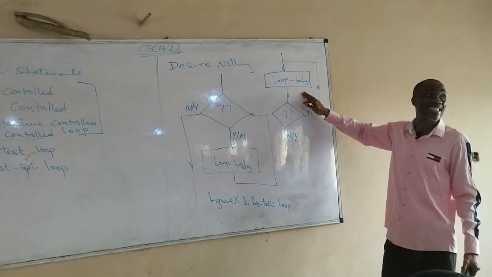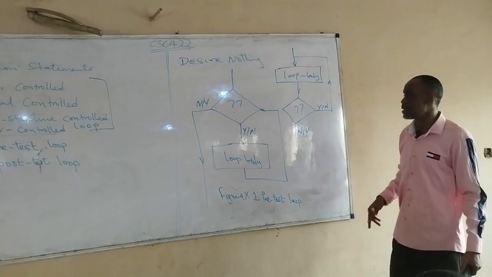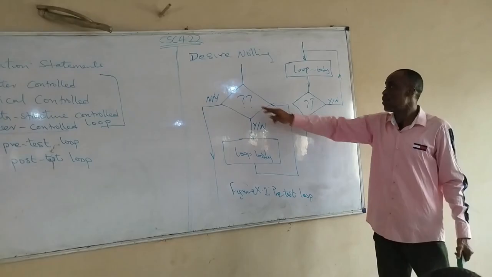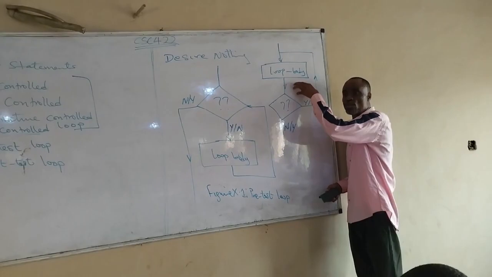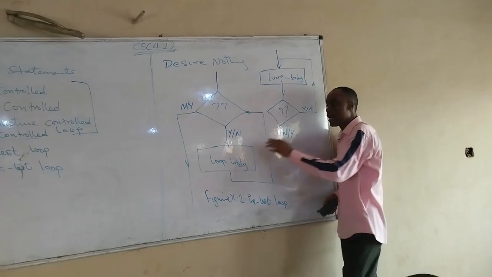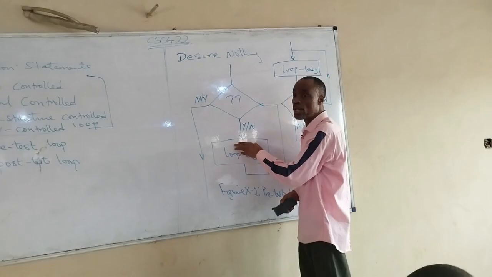Treated at least once. Here, the loop body may never be treated. The decision is taken before. Why here? The decision is taken after. When do you use this? You use this when the loop body must be treated at least once. And you use this when the loop body may never be executed.